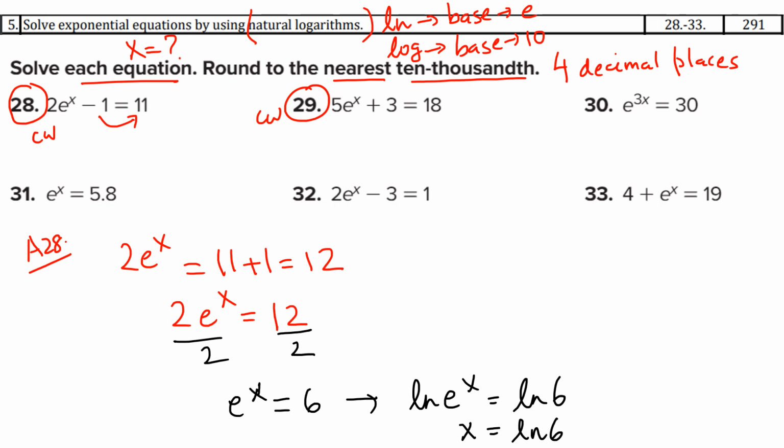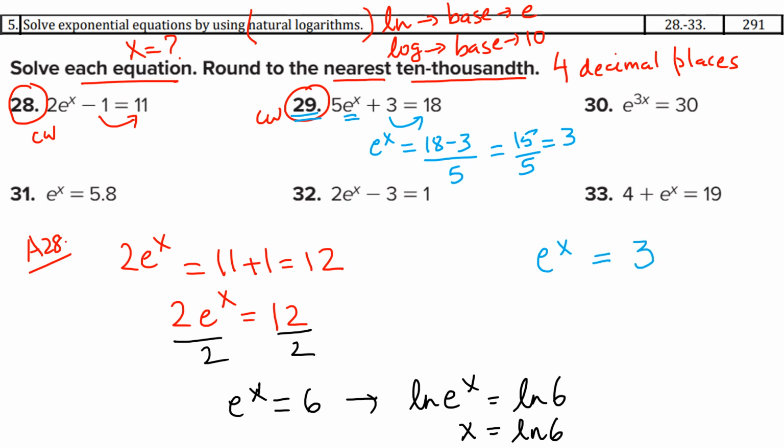Let's discuss in the same slide about question 29 also. So here again, like terms you will combine and isolate x. So e to the power x will be 18 minus 3 divided by 5. Now I'm just doing it quickly for you, which is 15 divided by 5 or 3. So you got the exponential equation e to the power x equal to 3.